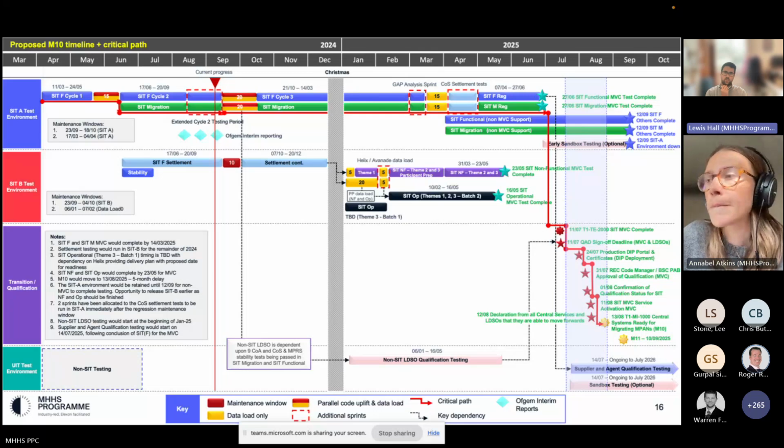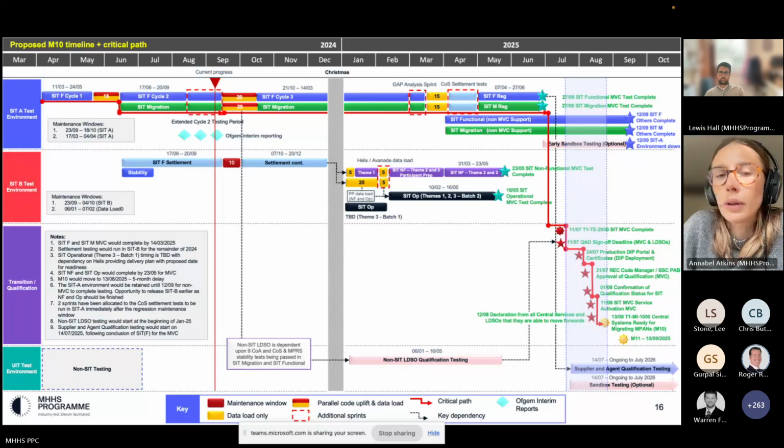Correct, yes. So you'll see on this plan, we've got a 20-day window in SIT A. That's for the data loading as well, required for cycle 3 of migration and SIT functional, and a 10-day window in settlement, because there isn't the same data loading activity. So settlement testing in SIT B will recommence sooner. There is a 10-day maintenance window for the code uplift to IR 8.3, so it will commence sooner than it will back in SIT A. But yes, both environments will be uplifted to the IR 8.3 code base in September in that maintenance window. Thank you.